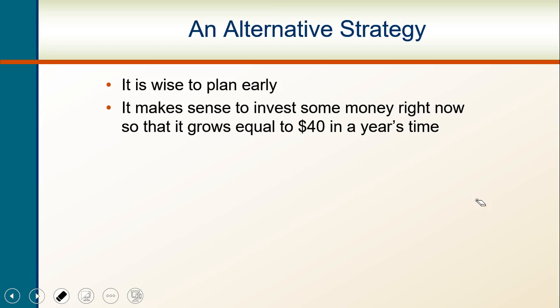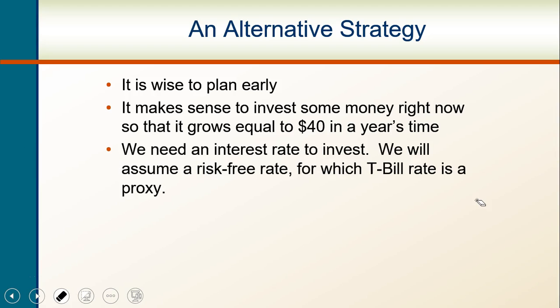So if you're investing some money now which has to grow into $40, we will need an interest rate at which it grows, and for that purpose we are going to assume a risk-free rate, for which we know that treasury bill rates can be used as a proxy. For those of you who are doing the money and capital markets course also, you know what a treasury bill is. For those of you who do not know, treasury bills are short-term debt instruments issued by the treasury of a country. So we are going to assume the T-bill rate as the risk-free rate.